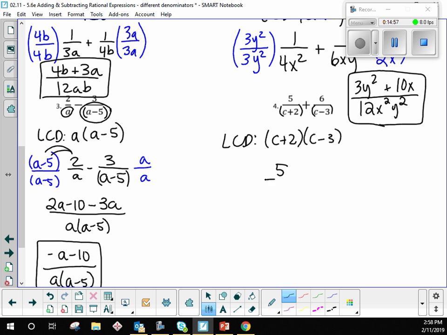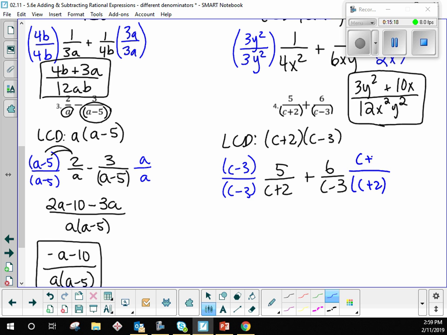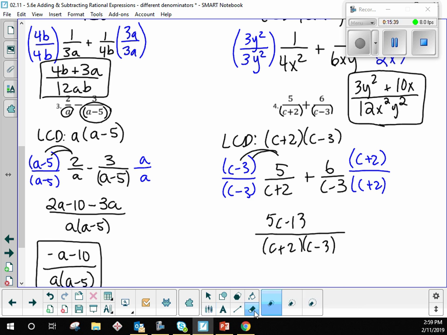So when I go to my two fractions, my original ones, what do I need to multiply c plus 2 by to get the LCD? C minus 3 on top and bottom. And over here, c minus 3 needs to be times c plus 2. So then rewriting everything as one big fraction, the common denominator is c plus 2 times c minus 3. And then here in the numerator, I distribute that 5. 5c minus 15.